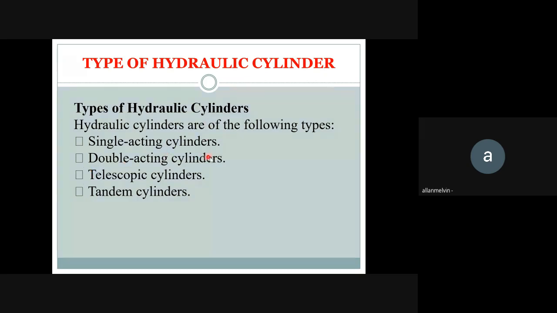I think we are familiar with this: single acting cylinders, double acting cylinders, telescopic cylinder and tandem cylinder. So similar to how you have studied in pneumatics. Single acting cylinder, normally you have only one port and you have a spring. Double acting cylinder, you have two working ports. You need to control it in order to extend or retract.